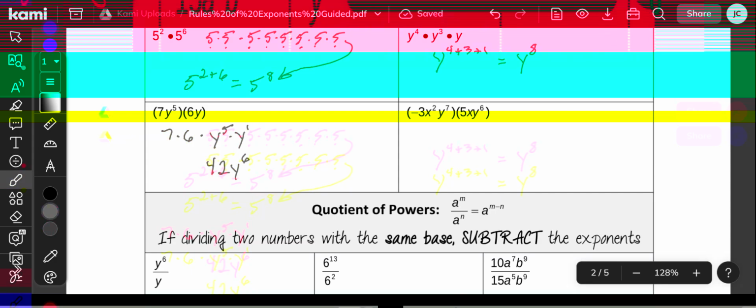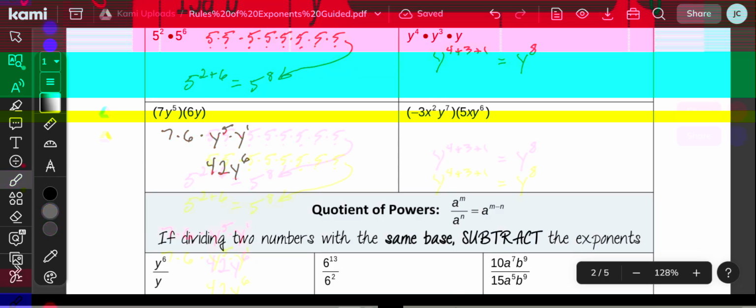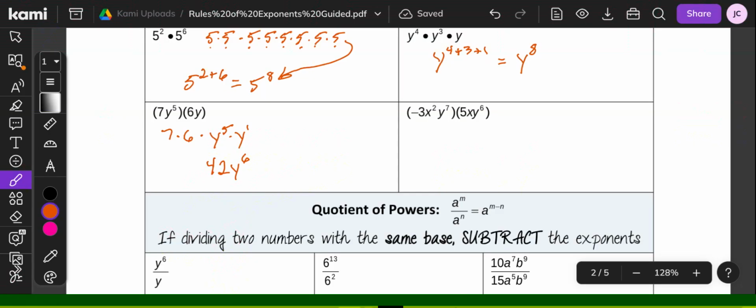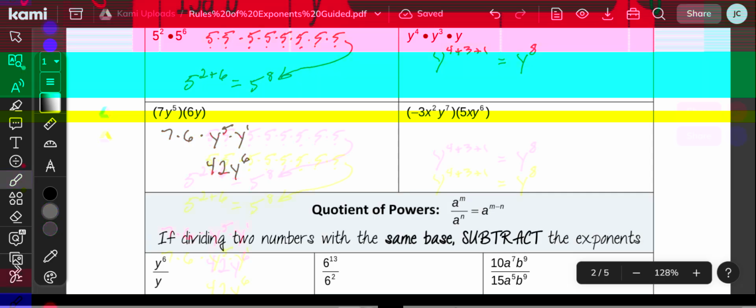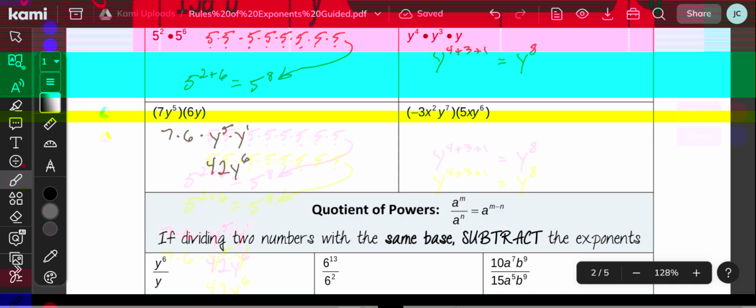Let's take a minute, maybe pause this right now, and take a look at this problem, inside parentheses, -3 times x squared times y to the 7th, and then times 5 times x times y to the 6th. So pause now. Take a couple minutes to do this.